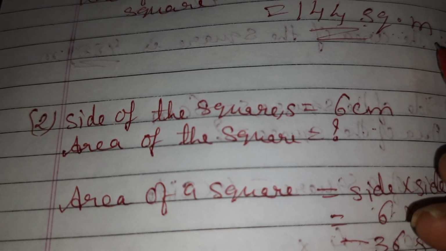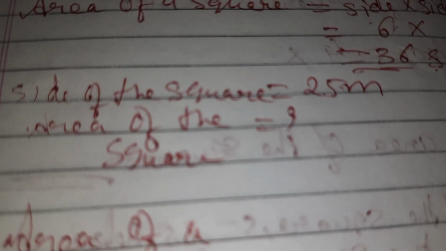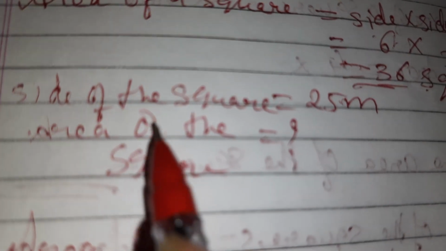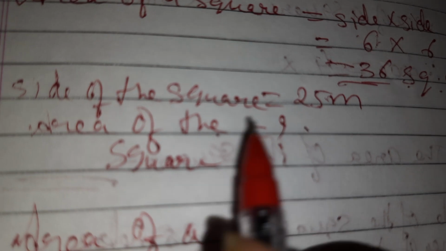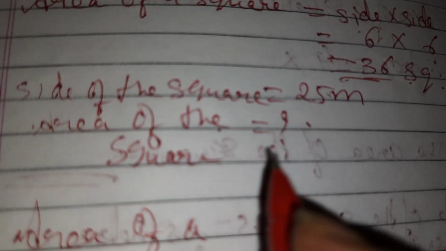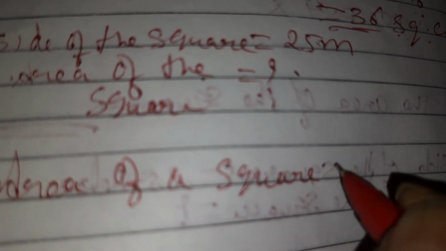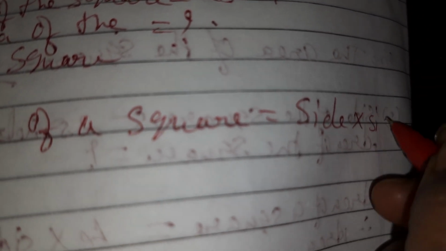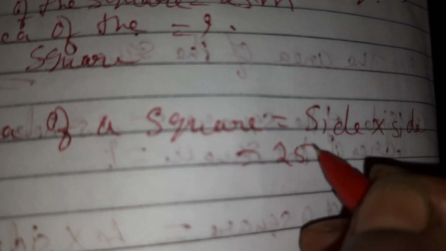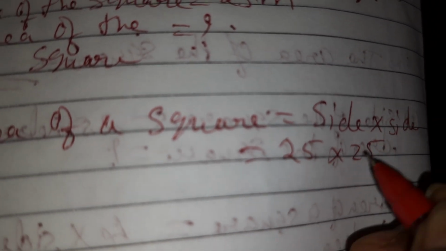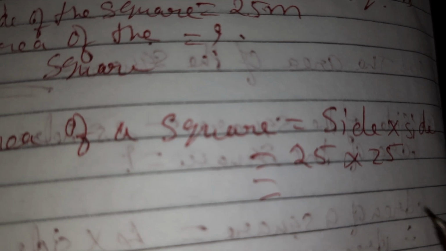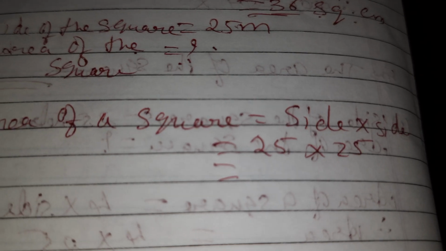Okay, now we will see the next sum. Now the next question is, side of the square is 25 meter. Area of the square we have to find out. So area of a square is equal to, write the formula, children, side into side. Okay. Now substitute the value, that is 25 meter is the side, 25 into 25. Now multiply and write the answer.